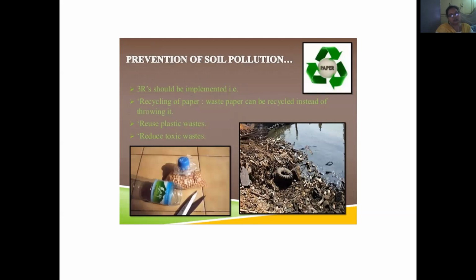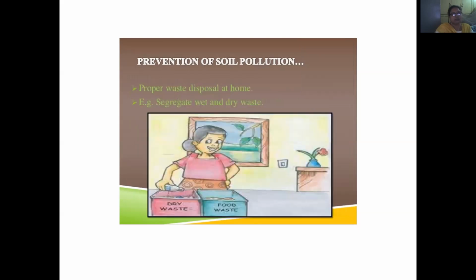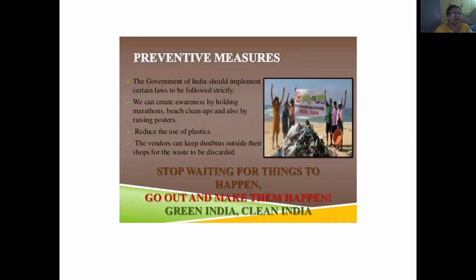That is the 3 R's, all of you know: reduce, reuse, and recycle. So recycling of paper, reuse of plastic waste, and reduce the toxic waste. Then proper waste disposal at home, that is, dry waste and wet waste should be separated. Then there are preventive measures taken by the government also. So certain laws are being imposed.